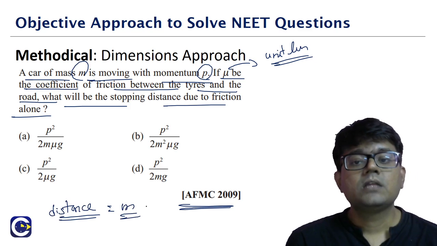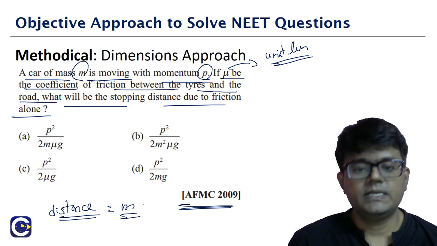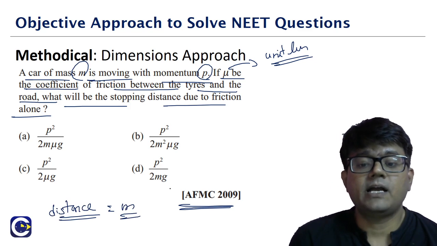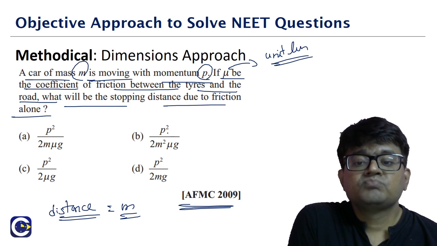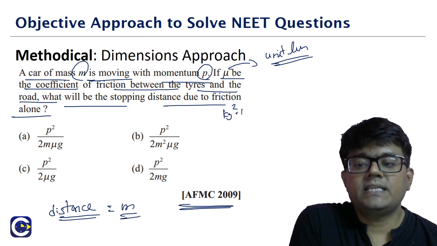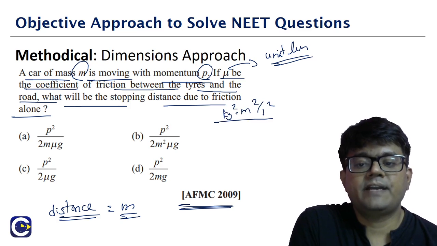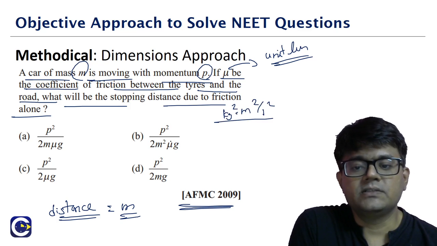Distance means the unit must be meters. Now look at option B. P square means kg square meter square per second square, divided by 2. For that, there will be no unit, it's a number.